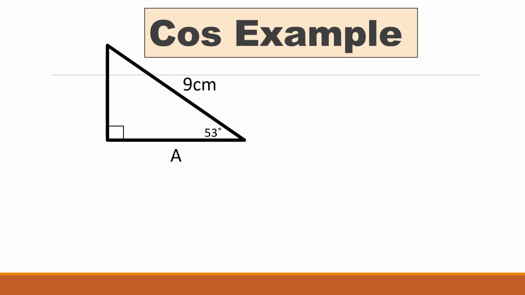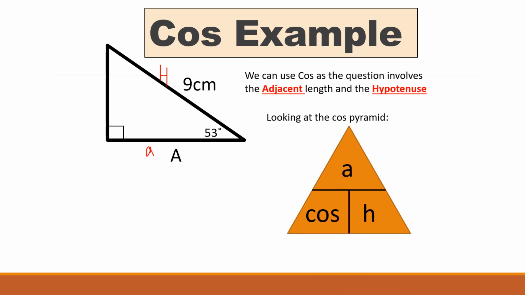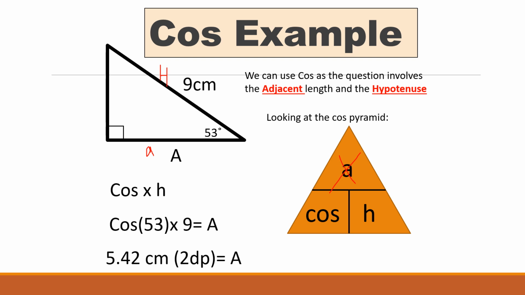Okay, let's look at a cos example. This time we are trying to work out the one at the bottom. This is my opposite where the angle is, but there's no number on the opposite, so I don't really need that, so I'm going to rub that out. Here I've got a number, and that is my adjacent, so I'm dealing with the adjacent and the hypotenuse. So I'm going to write my cos pyramid, and cover up the length that I'm trying to work out, the A, and it's going to be cos multiplied by the hypotenuse, which is cos 53 multiplied by 9, which gives me 5.42 centimeters to 2 dp.